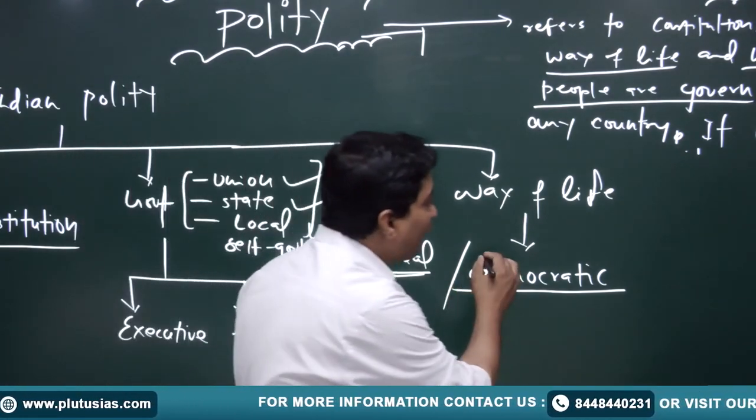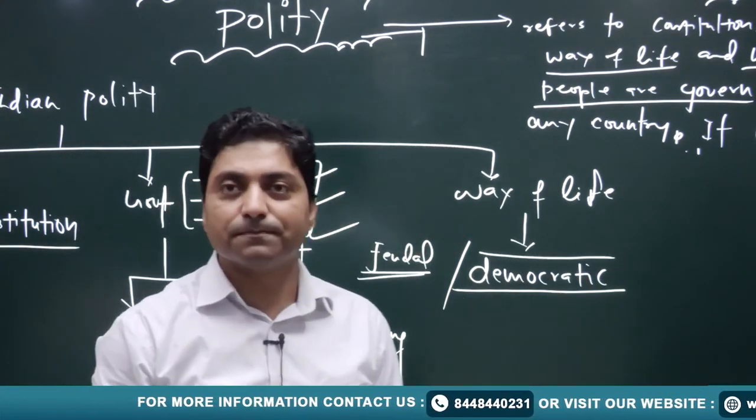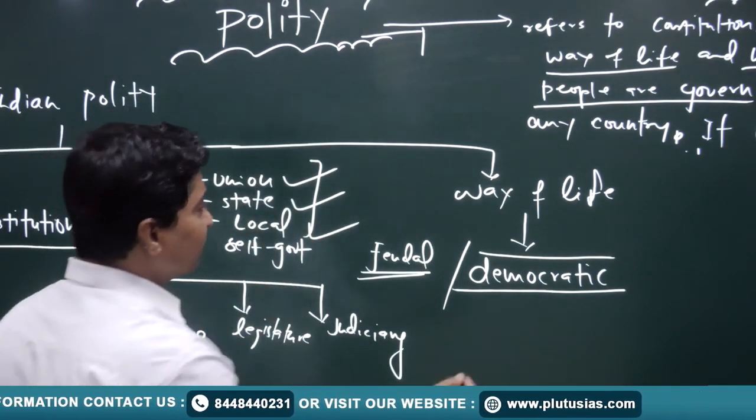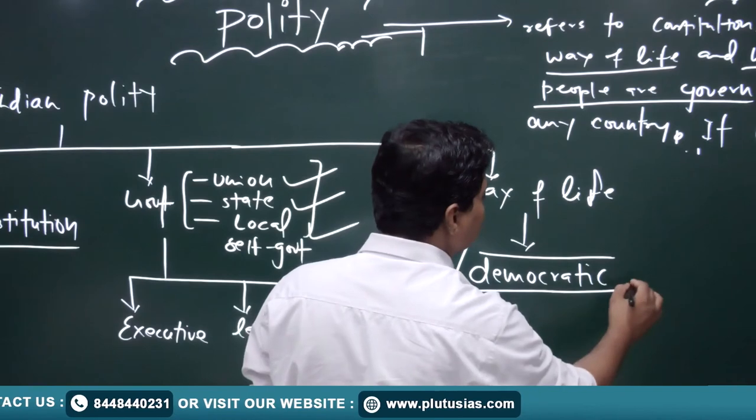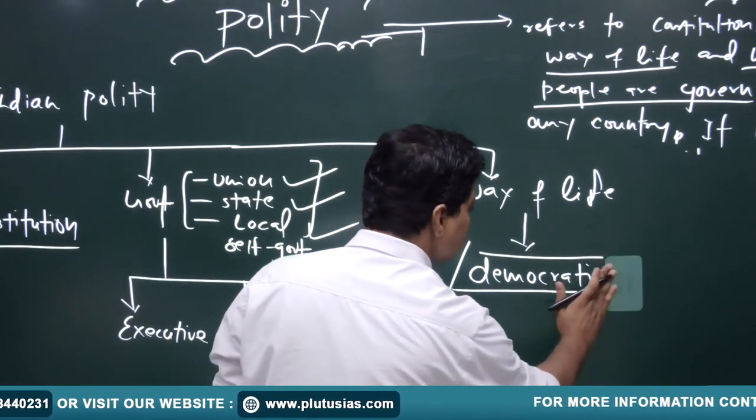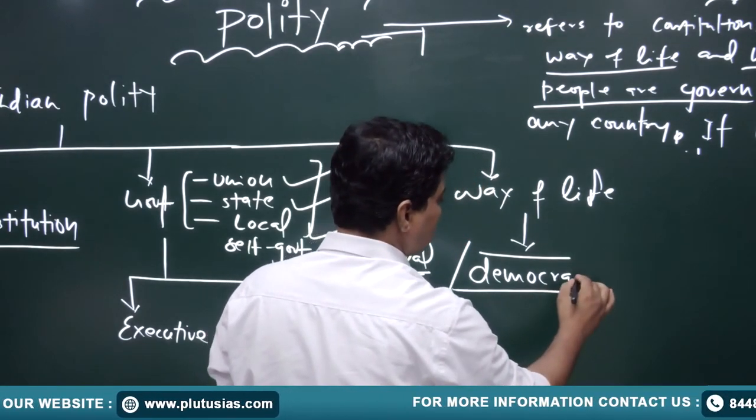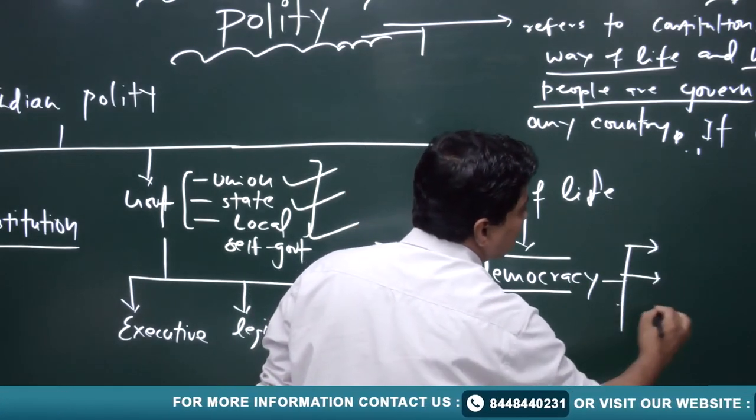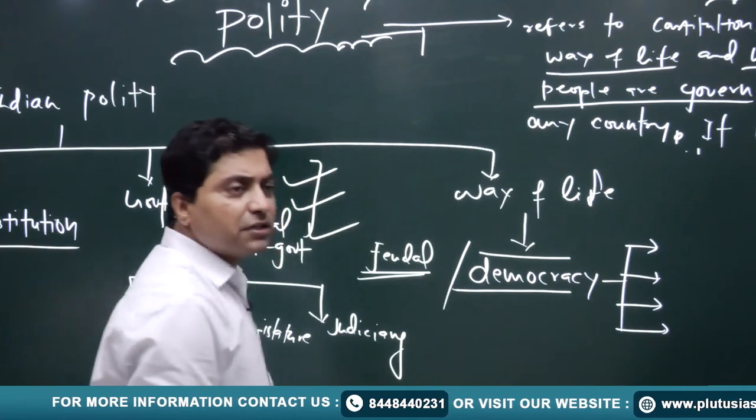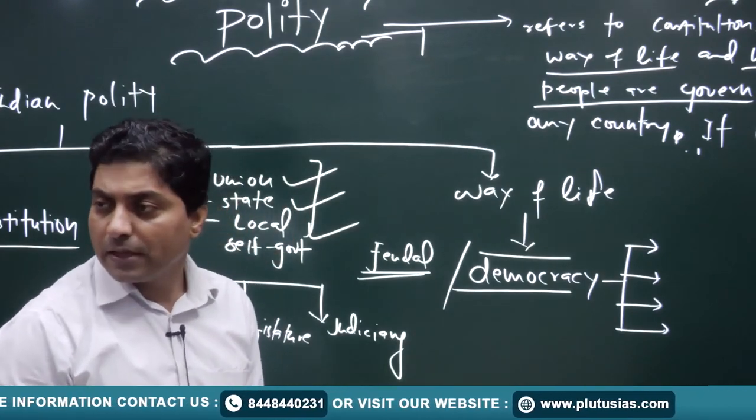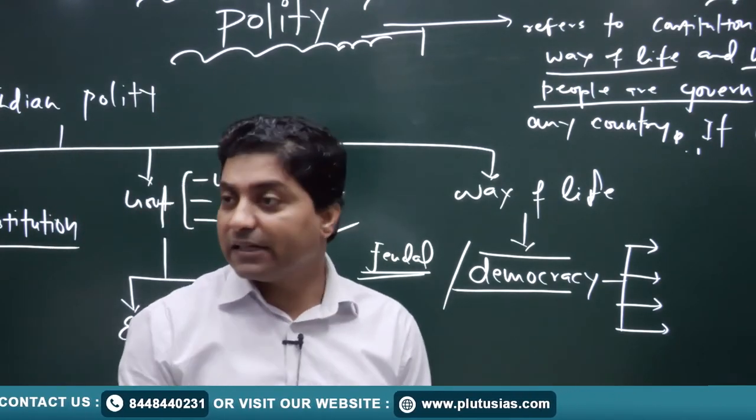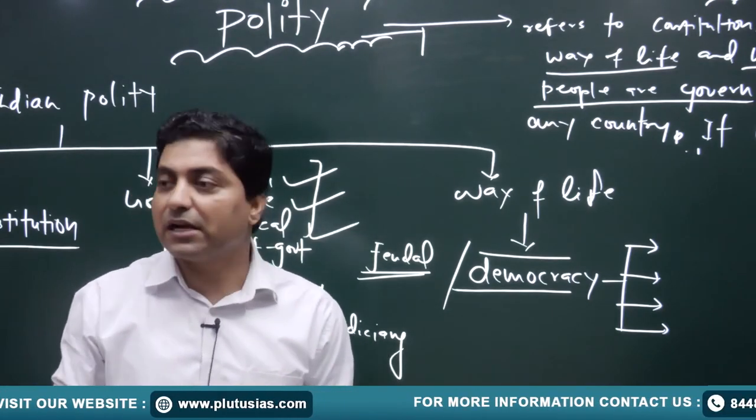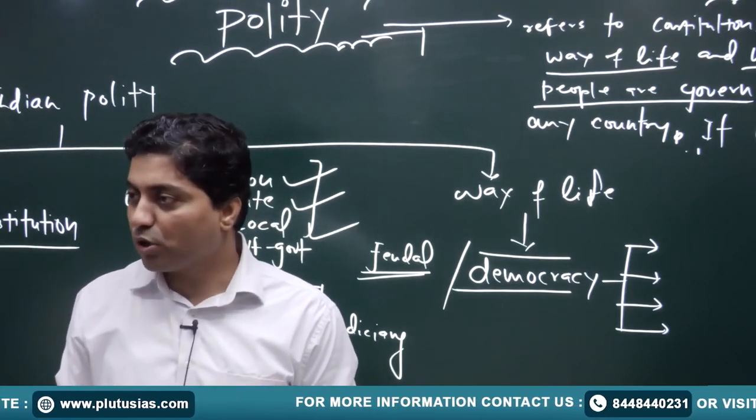We are trying to be democratic. We are portraying ourselves as a democracy. So democratic way of life. So we need to understand democracy, right? There are different forms of democracy. We'll discuss. Direct democracy, indirect democracy, right? Indirect democracy, again, you can say representative democracy, the modern world.